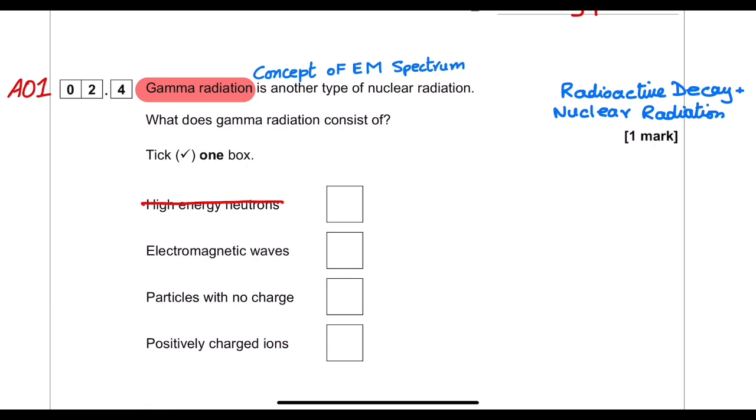Particles with no charge. These are not particles. Positively charged ions. Gamma radiations are not particles or ions. Therefore, the last option is an incorrect option. The correct option is that gamma radiations are the electromagnetic waves or electromagnetic radiations.